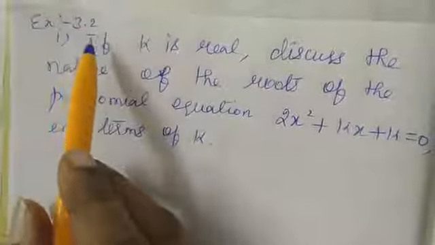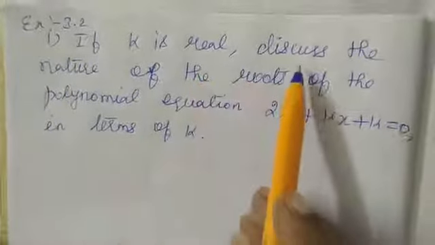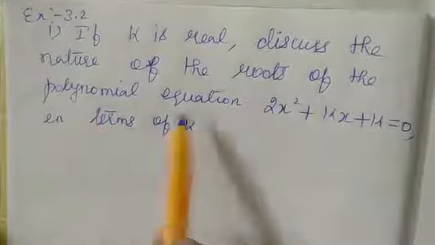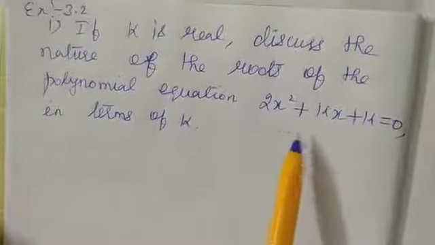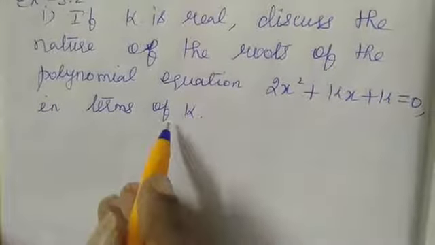We'll go to exercise 3.2. Question number 1. If k is real, discuss the nature of the roots of the polynomial equation 2x squared plus kx plus k equal to 0 in terms of k.